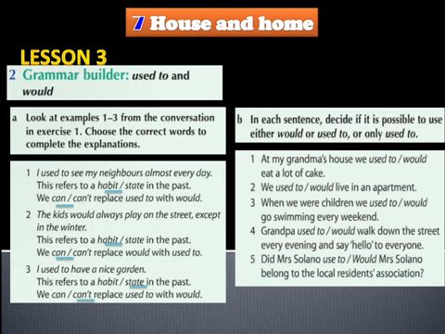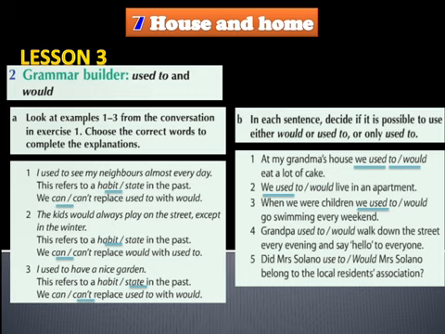Exercise B, page 62. At my guardian's house, we used to or would eat a lot of cake. We can choose both because the verb eat is an action verb, not a state. We used to or would live in an apartment. The verb live is a state verb. We use used to only.